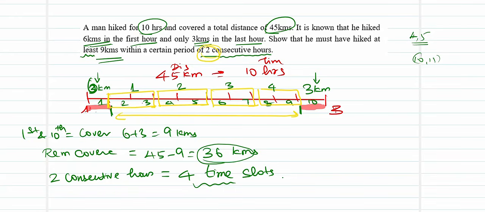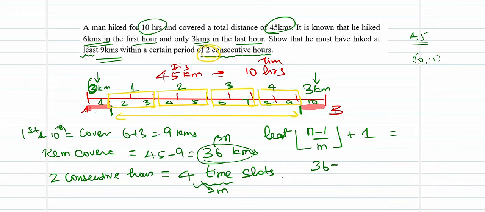Okay, now how to go about this? We know the formula is (n minus 1) by m plus 1 is going to be the least distance I can cover in any of the 1 time slot. That is, 1 time slot is 2 consecutive hours. So what is going to be n? N is going to be my 36 kilometers, and what is going to be the m is going to be the time slots over here for me.